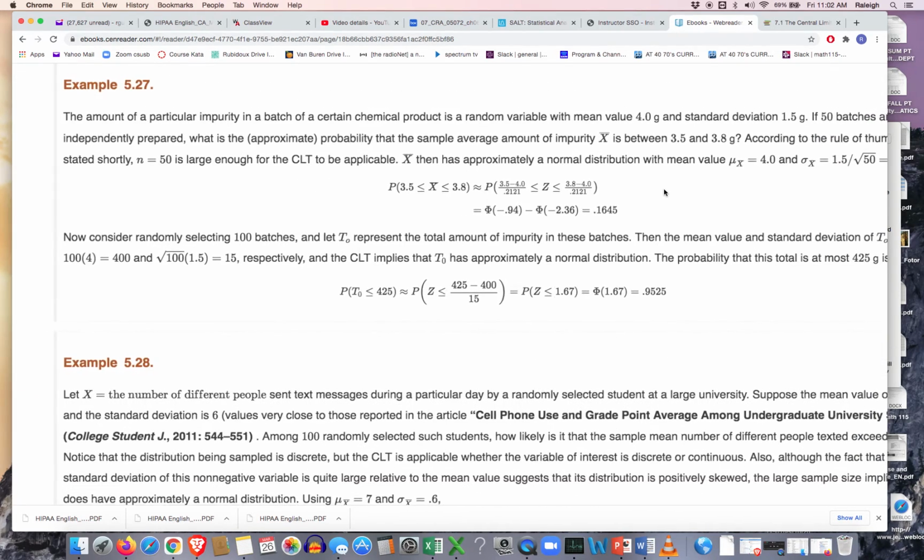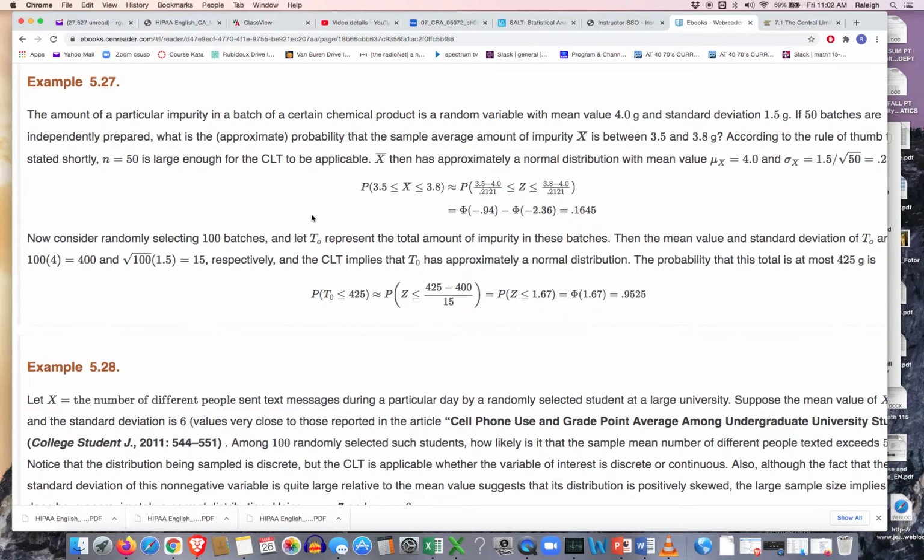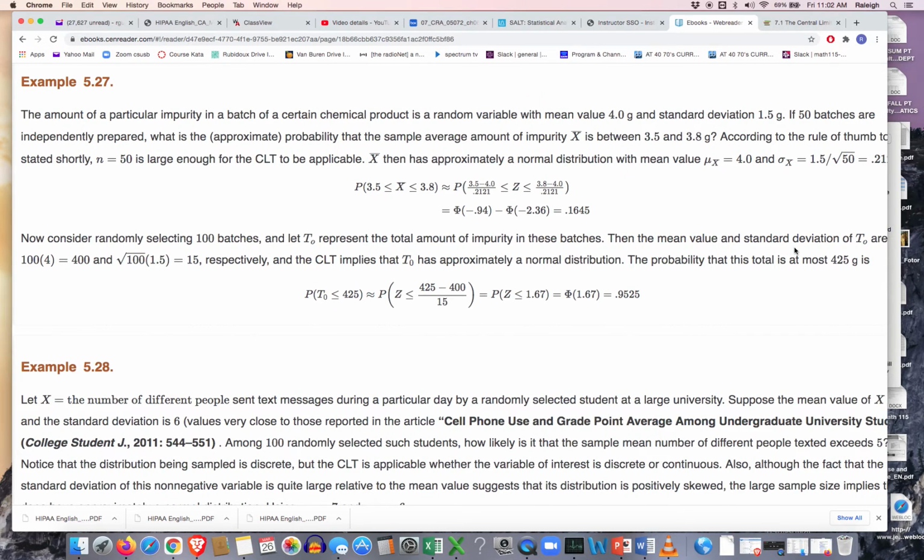Now, if we change it up and consider randomly selecting 100 batches, now they're looking at the total impurity, the mean and standard deviation are, well, they go through all these other formulas that we're not going to really be needing. I'm not going to be doing sums, but this is what the other book is also doing. And so they just show another z calculation.